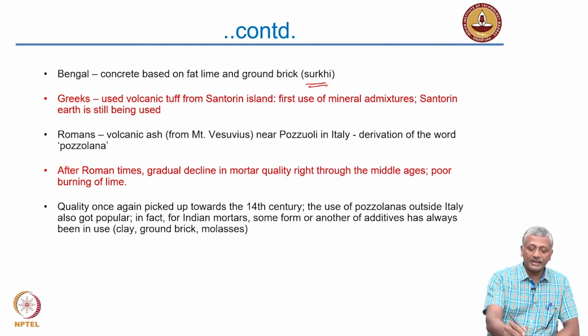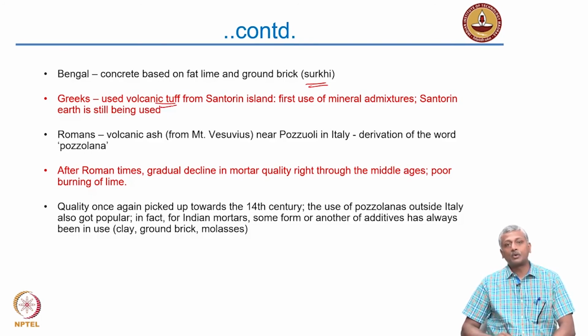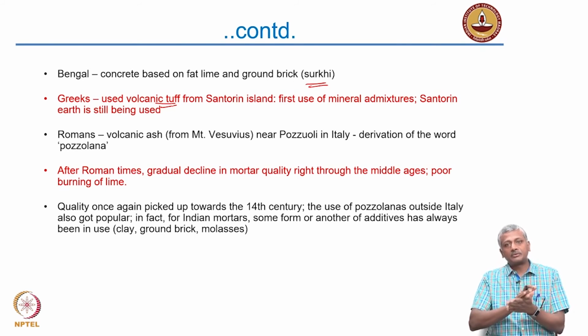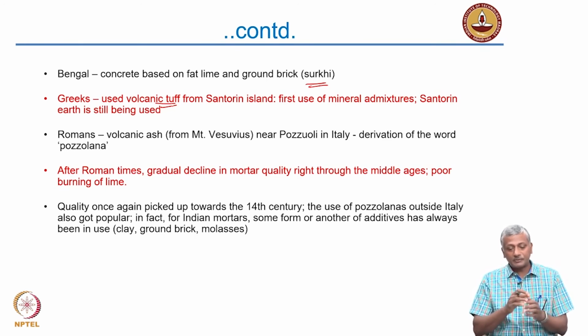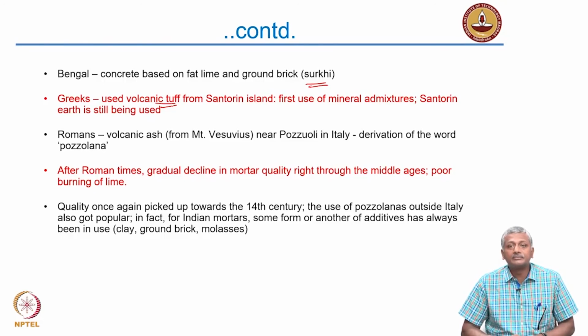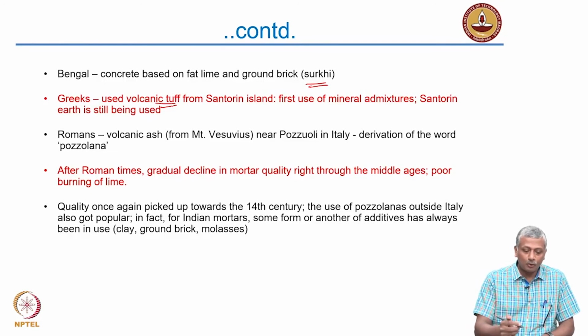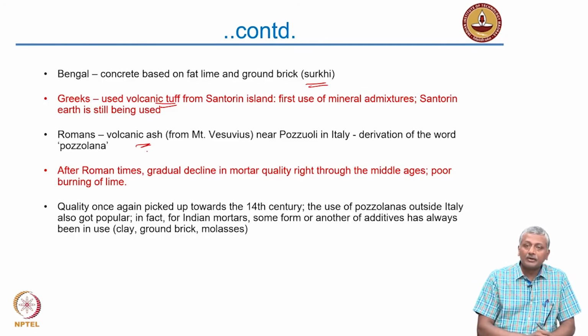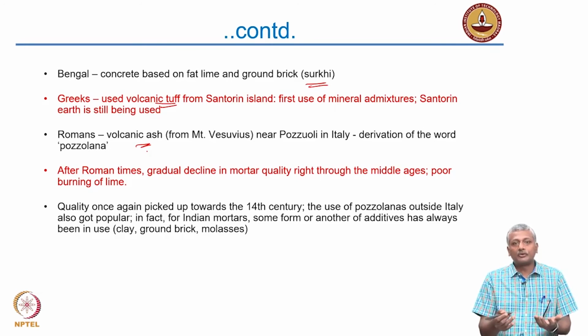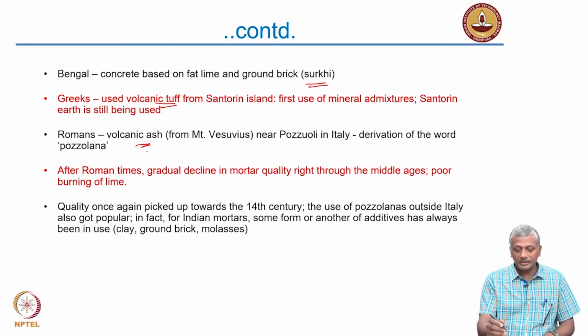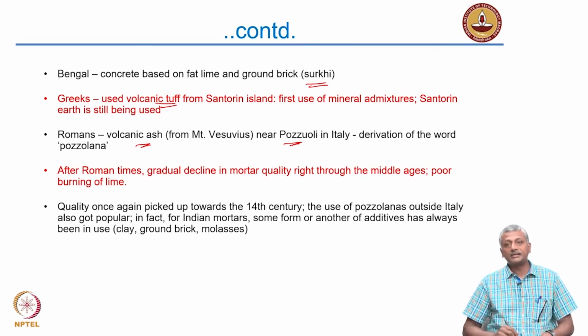Greeks used volcanic ash, basically volcanic tuff crushed to a powder, and that was used for mixing with the lime. Romans also used volcanic ash. The first use was historically recorded in a place near Pozzuoli in Italy. This was the ash that came out from the eruption of Mount Vesuvius.